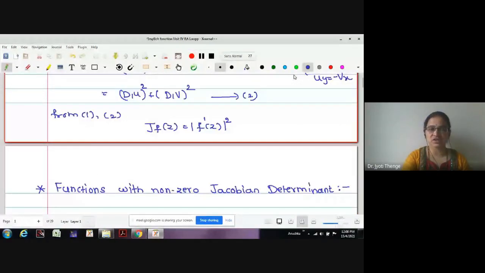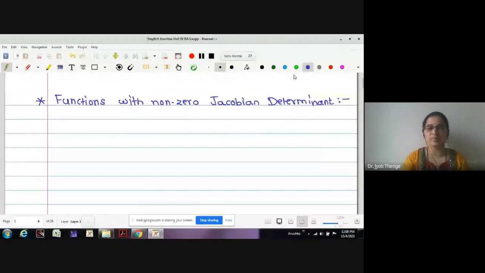Now, in today's lecture, we are going to understand some properties of the functions having non-zero Jacobian determinant. These two more theorems will help us to understand an important theorem called the implicit function theorem. In this theorem, we will understand under which conditions an implicit form of a function can be written in the explicit form. Therefore, under this heading of functions with non-zero Jacobian determinant, we will study some properties. Let me write.